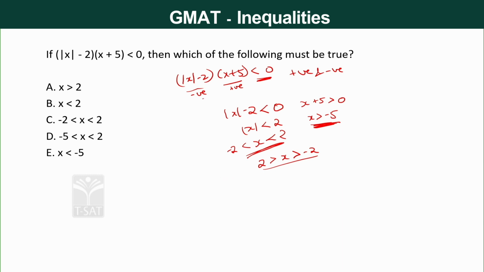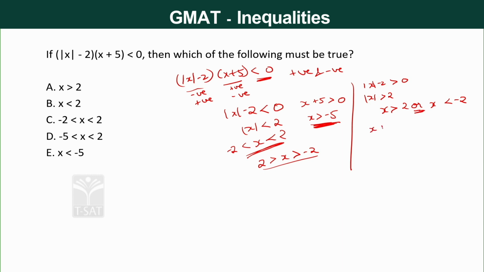Now, let us look at when x mod of x minus 2 is positive, and this is negative, that is x plus 5. For that to happen, you have mod x minus 2 is greater than 0. So, for mod x to be greater than 2, x should be greater than 2 or x should be less than minus 2. Here we are looking at mod x being greater than some value. When you are removing the mod, you will have to say that it is greater than the value and the negative image of that value as well.